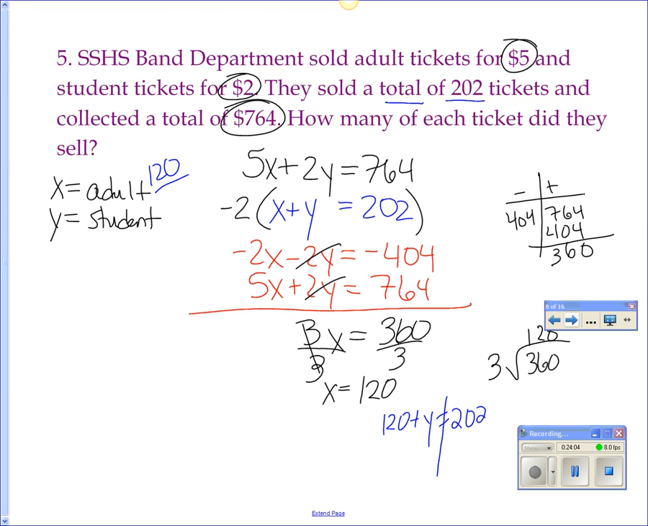So the only number I have to move to the other side is what? 120. So you get 82. So it's really not that bad to plug into. So the student tickets are 82. They sold 120 adult tickets and 82 student tickets.